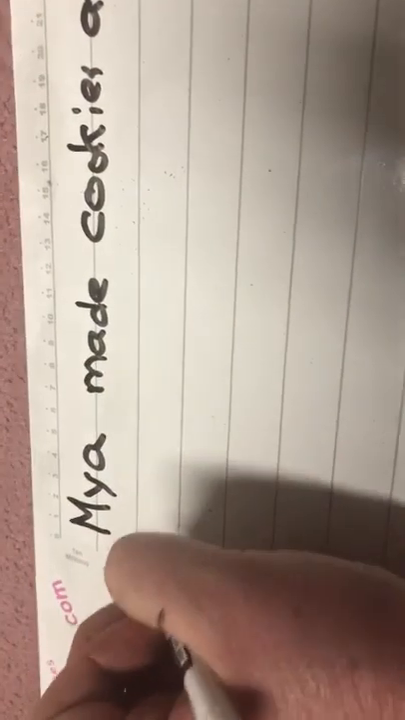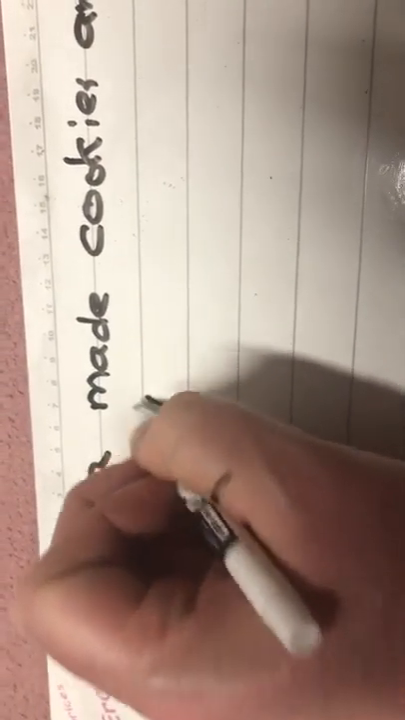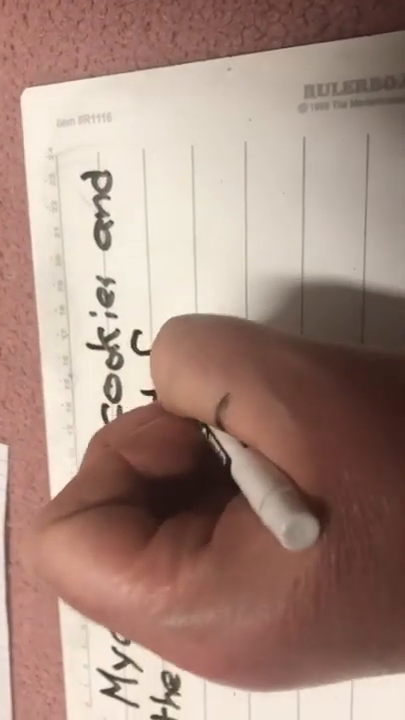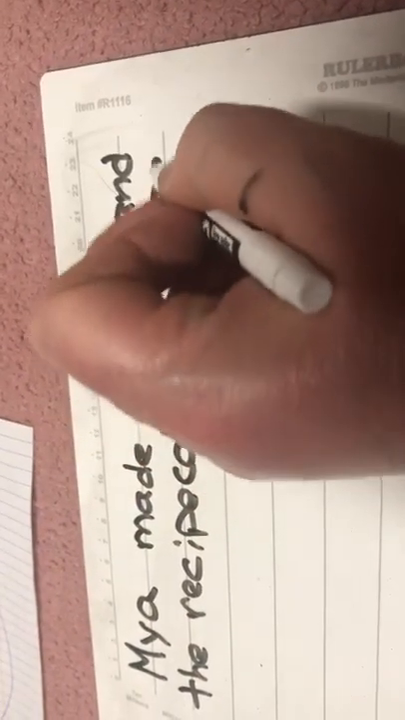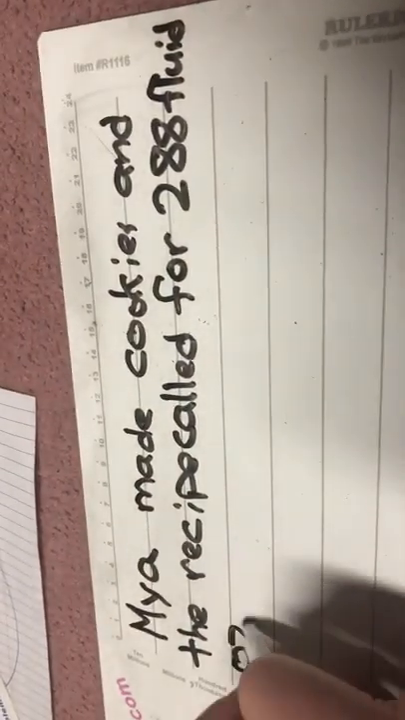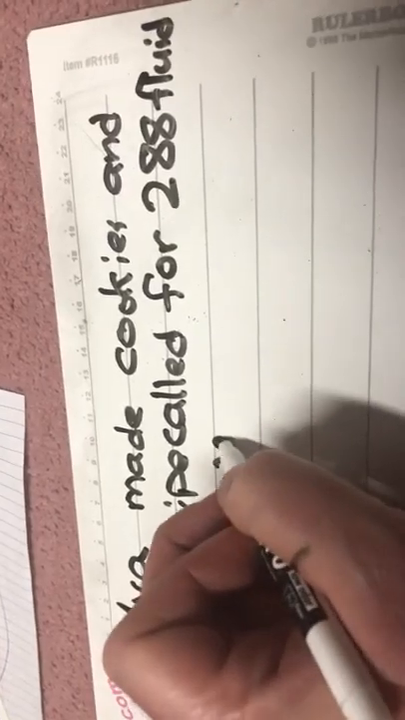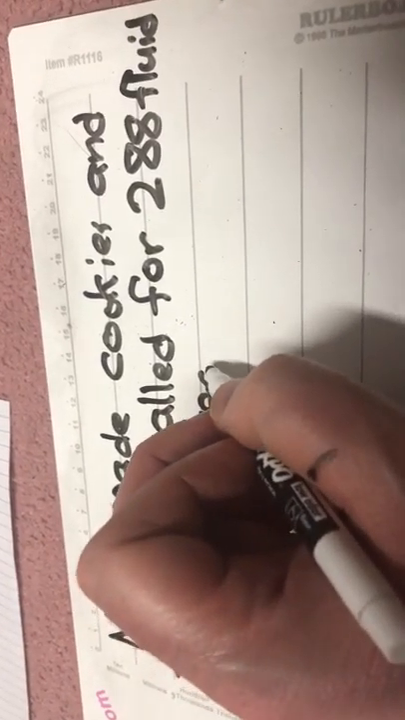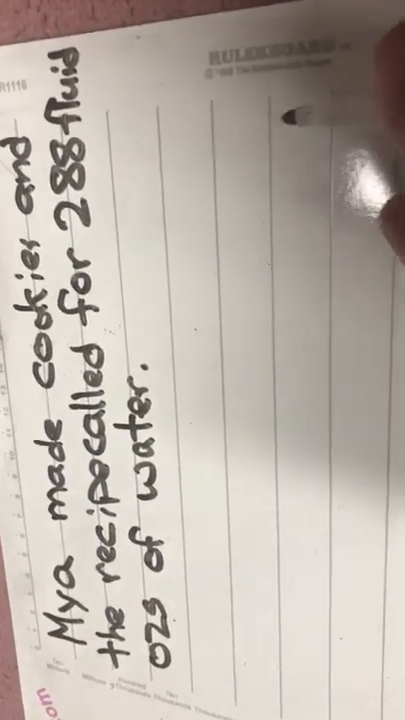Okay, Maya made cookies, and the recipe called for 288 fluid ounces of water. You were making a lot of cookies, Maya. That's okay. More for Mr. Swack.